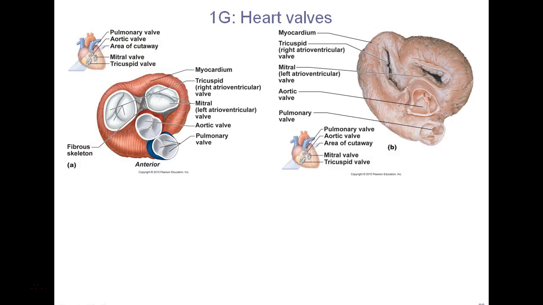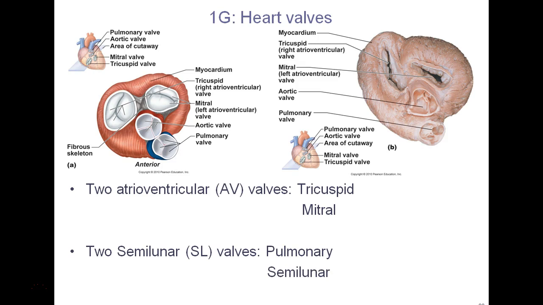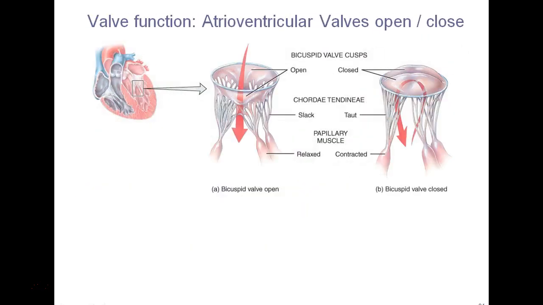Let's now slow down a little bit and turn our attention towards these heart valves. As we mentioned earlier, we do have 4 valves. 2 of those are atrioventricular valves, that is the tricuspid and the mitral valve, aka bicuspid valve, and 2 of those are the semilunar valves, that is the pulmonary semilunar valve and the aortic valve.